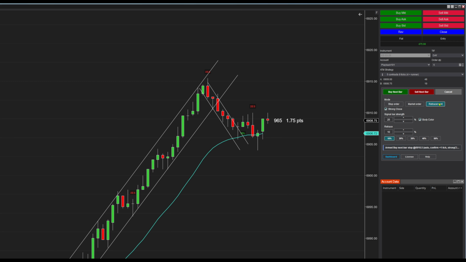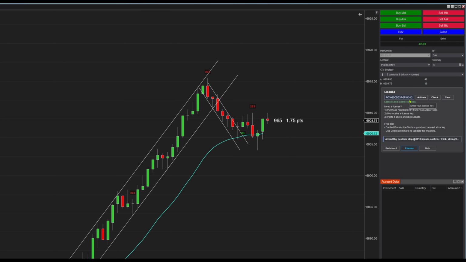So working down the UI, we come down here, and that's pretty much everything up here. And here is just the license panel. This is where your license key goes. There is a free trial. If you download this and want to run the free trial, you just send me an email and I'll send you a key that will work for a week or two, whatever the trial period is.